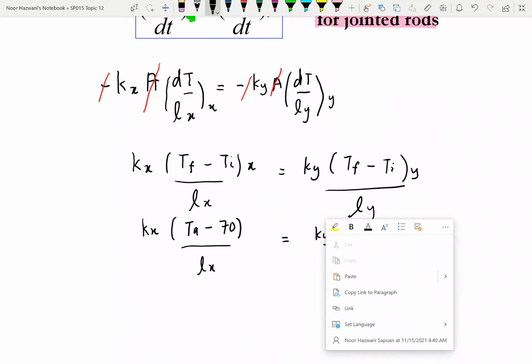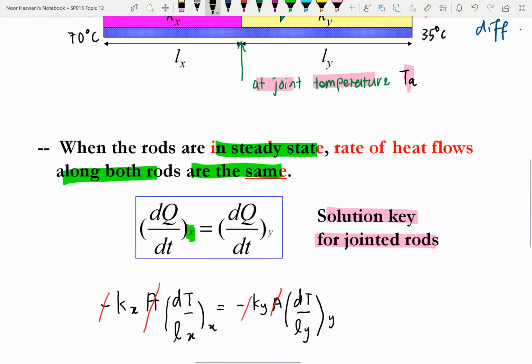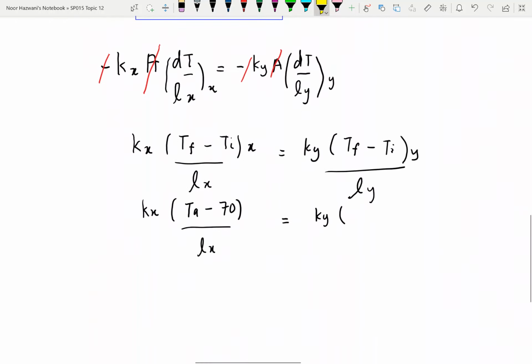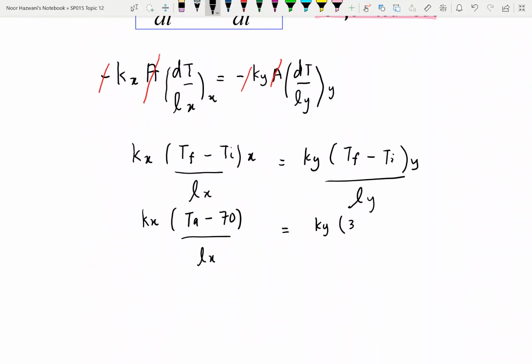Okay, sekarang kita tengok pula untuk rod Y. Okay, untuk rod Y, kita start dengan TA dan kita akhiri dengan TY. So TA this time akan jadi you punya initial point dan TY akan jadi final point you. So sekarang dia akan jadi 35 minus dengan you punya TA. TA tak tahu, tinggalkan saja. So kita ganti dekat sini, 35 minus TA, and then you divide with Ly.